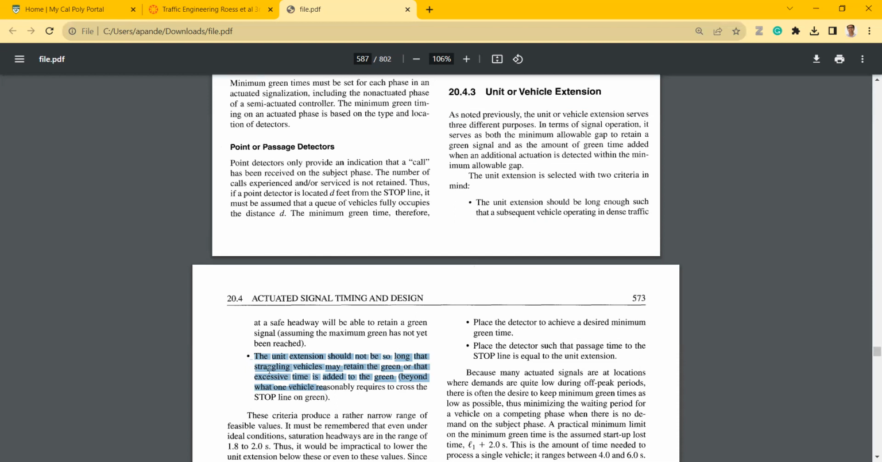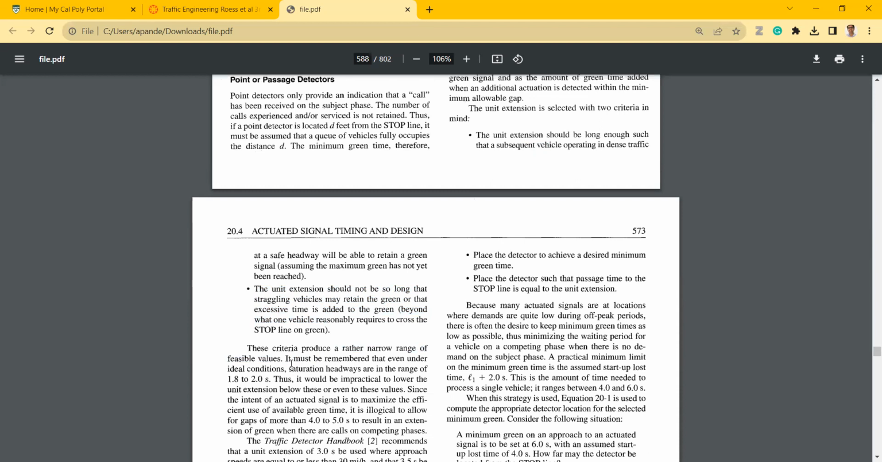Now, if you try to strike that balance, what happens is that a very narrow range of feasible values will come out. Now, think about this. If you look at the saturation headway, it is between 1.8 to 2 seconds, right? So we've talked about this. We've looked at different values. Even in ideal conditions, it could actually go higher. We've talked about how, if you have left turn traffic or if you have an upgrade, a lot of times this value could be even higher.